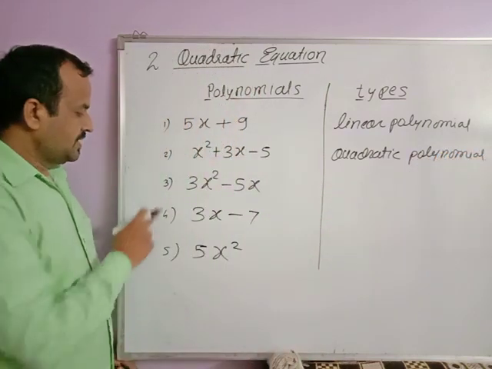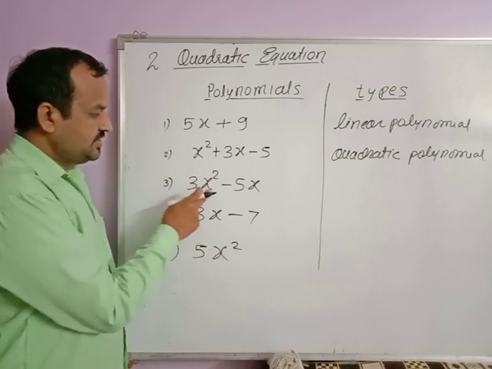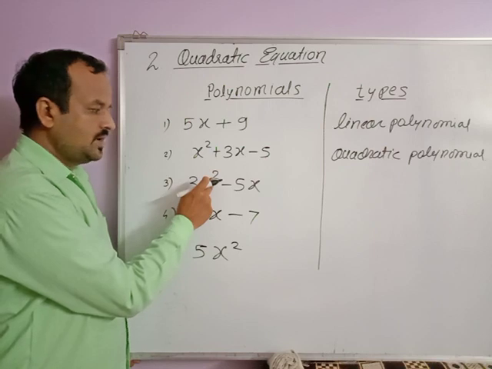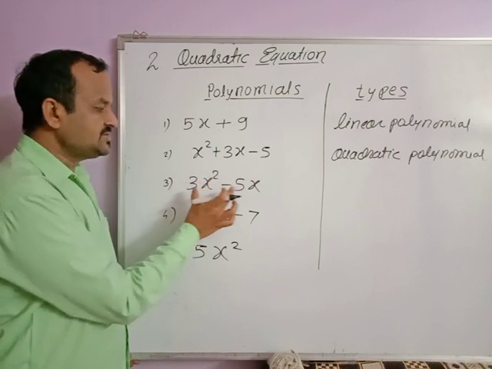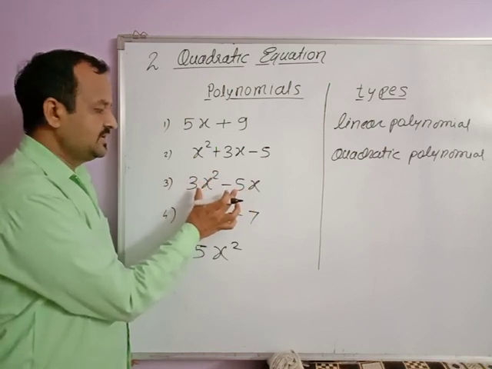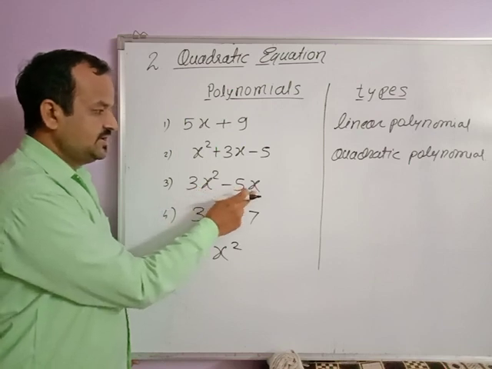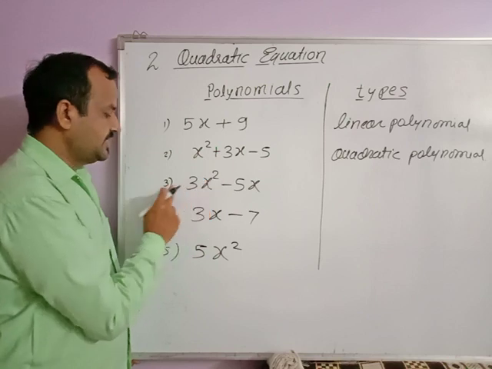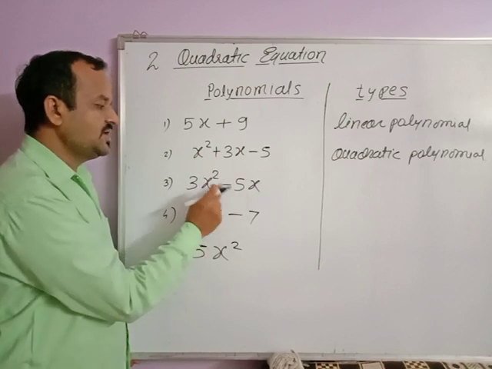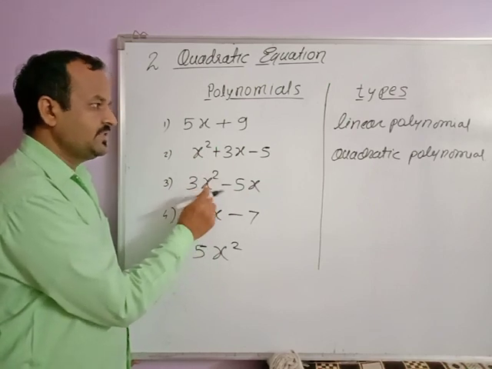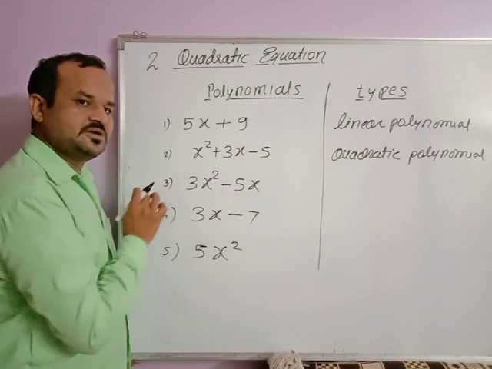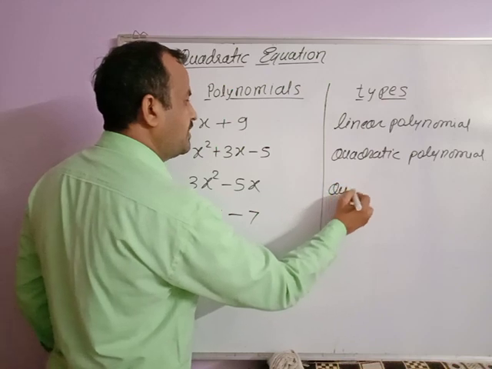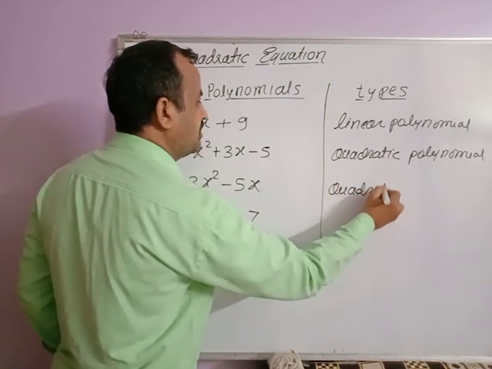Similarly, in the third also, the degree of the variable is 2. Degree means the highest power of the variable in the expression. Here the power is 1 and here the power is 2, and hence the degree of this polynomial is 2. If the degree of the polynomial is 2, then it is called a quadratic polynomial.